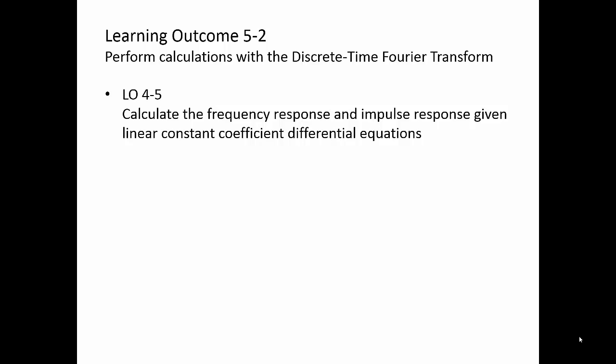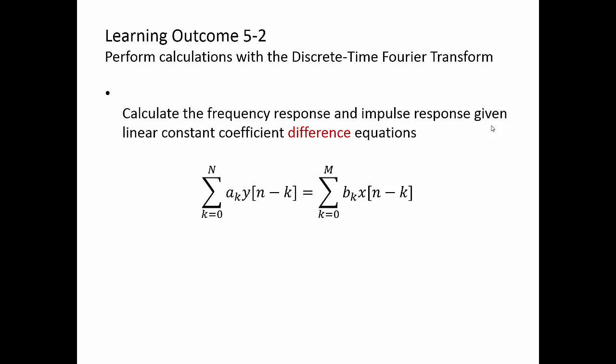In Chapter 4, learning outcome 4.5 was to calculate the frequency response and impulse response given linear constant coefficient differential equations. Well, we're going to take this learning outcome, and in Chapter 5, it's almost the same, but instead of differential equations, we have difference equations. You've seen them before. Your book introduces them with this notation. You see this in lab also, the common notation used for difference equations, sometimes called ARMA models, autoregressive moving average.